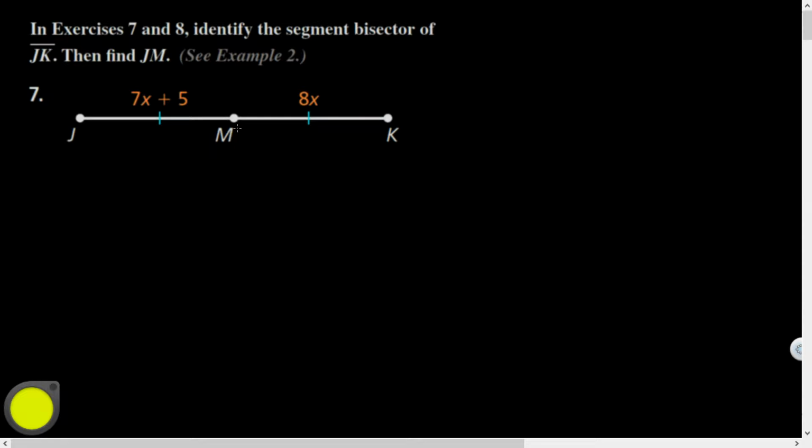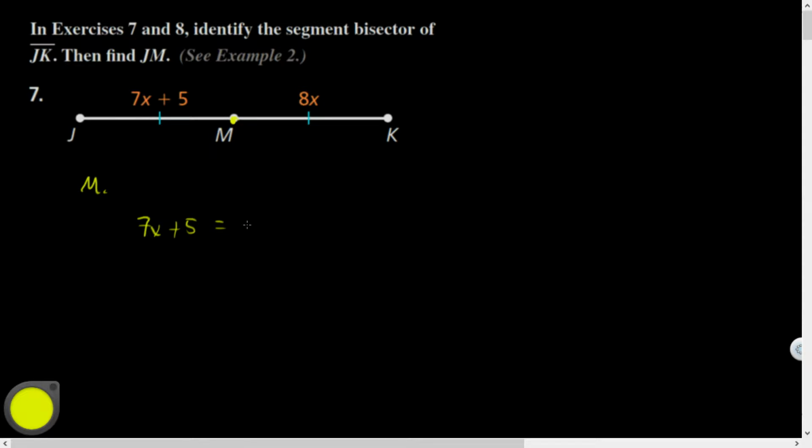Just kidding, guys. The segment bisector in this case is a point. So M is a segment bisector. And then it says find JM. If this is a segment bisector, then these two segments, JM and MK, are congruent to each other, indicated by the tick mark. And if they are congruent, then their measures are equal. Their lengths are equal by the definition of congruence.